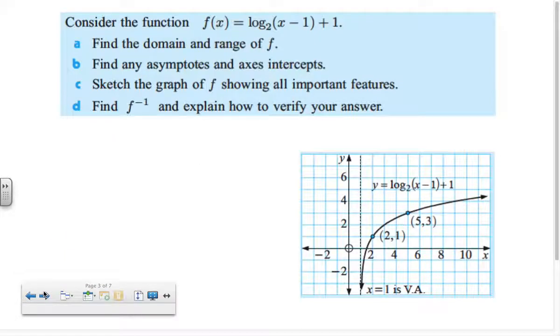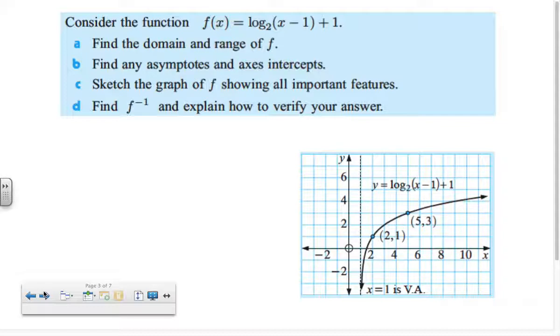All right, so first of all, here we have this function. Consider the function f of x equals log base 2 of x minus 1, plus 1. And it says find the domain and range of f. Now something I'm going to do is I put these examples on here because they're very close to your homework problems. But what I would like you to do before you do anything is to graph this in a graphing calculator.